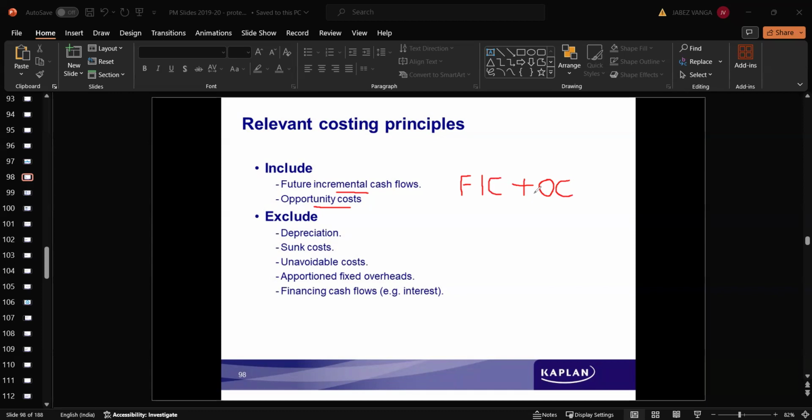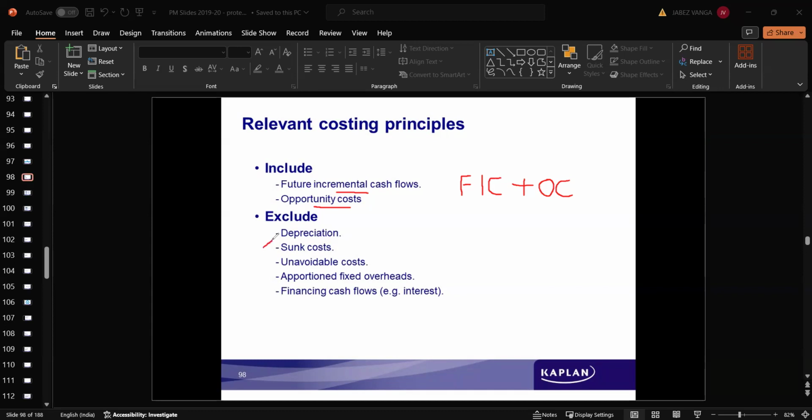We also have to remember what are the items which should not be included in relevant cost. Basically anything which is already incurred: historical cost, sunk cost, committed cost. They would not change because the decision is already taken, the cost is already incurred. They would not change because of the decision taken. Therefore, they would be avoided here.